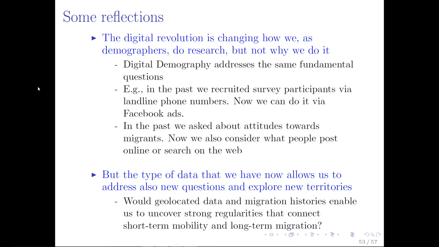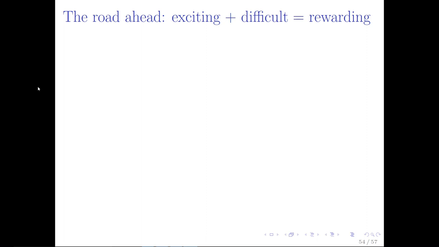At the same time, this data also allows us to address a number of new questions that previously we couldn't. In particular, I think geolocated data, together with migration histories for a large number of countries, may help us discover some regularities in mobility patterns and relationships between, say, internal migration and international migration, or short-term mobility and long-term migration. So I think that in this area, the work is exciting and difficult. That's what makes it rewarding.